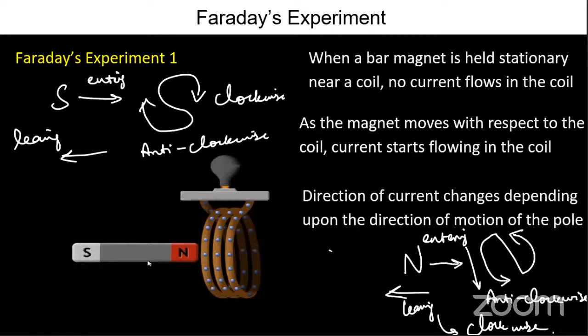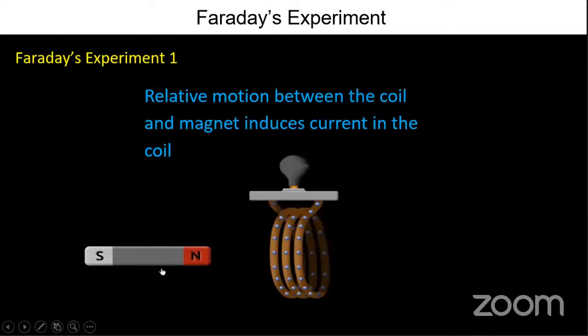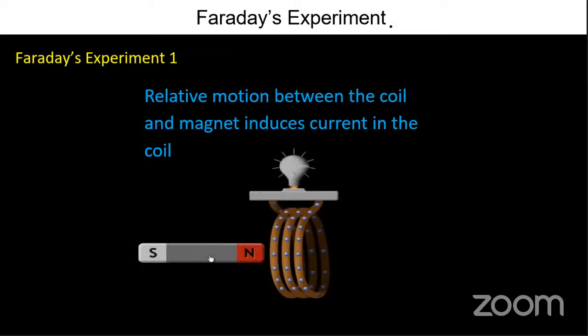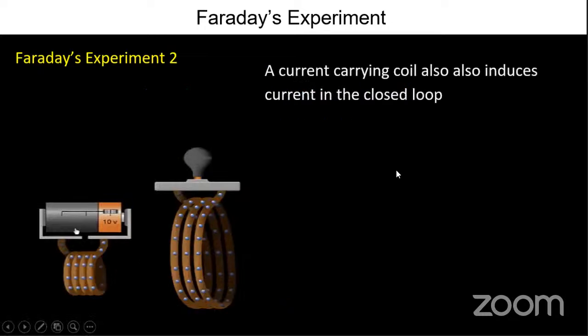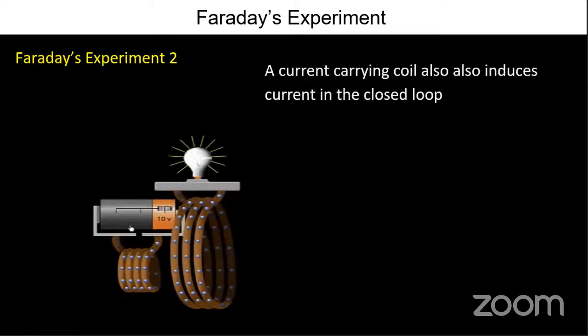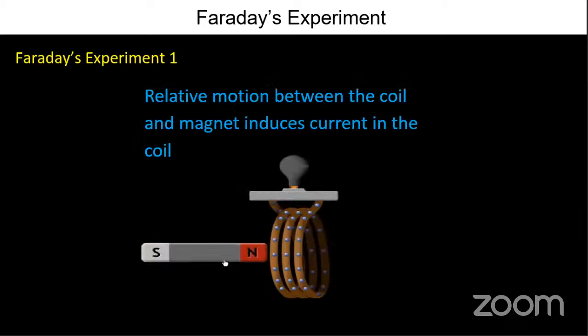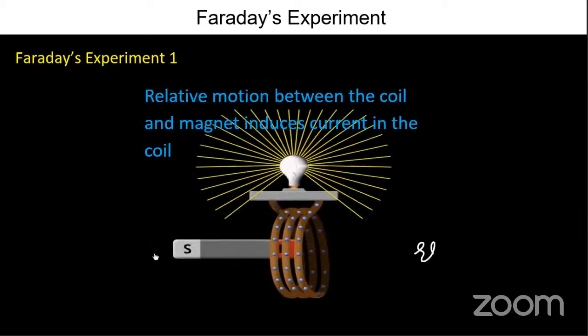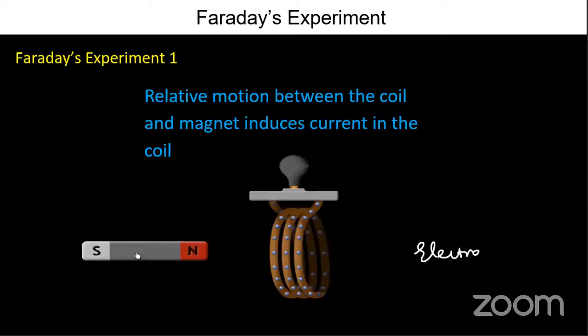Faraday gave the statement of his first experiment: relative motion between the coil and the magnet induces a current in the coil. So the relative motion between the coil and magnet will induce an EMF in the coil. This is Faraday's first experiment. We'll go to the second experiment. I hope everyone knows what an electromagnet is.